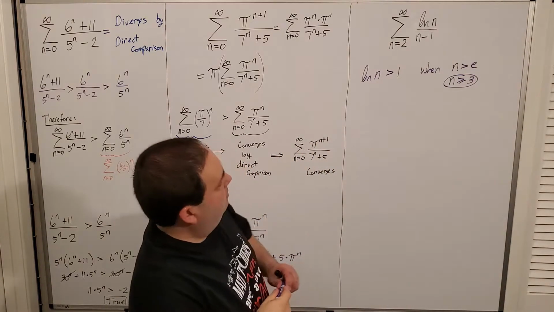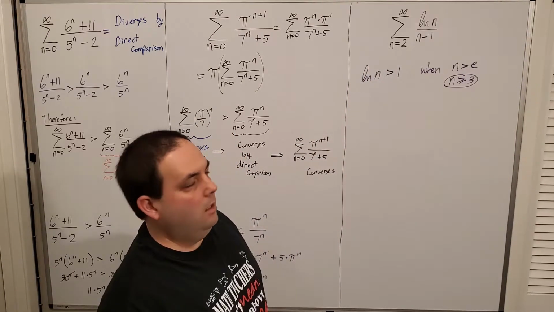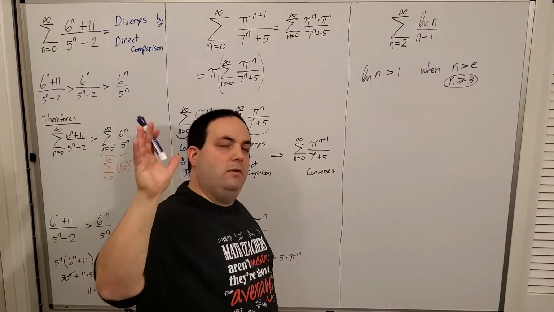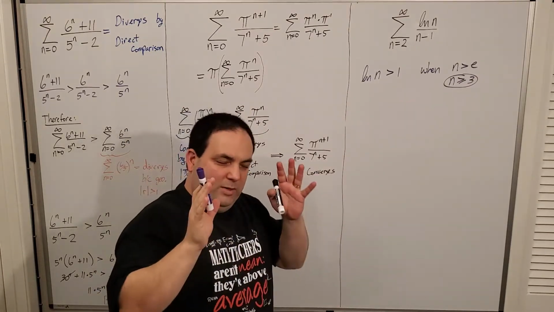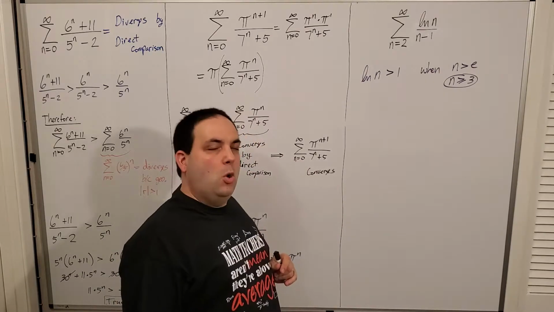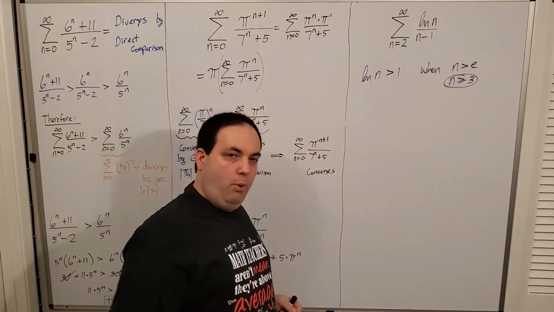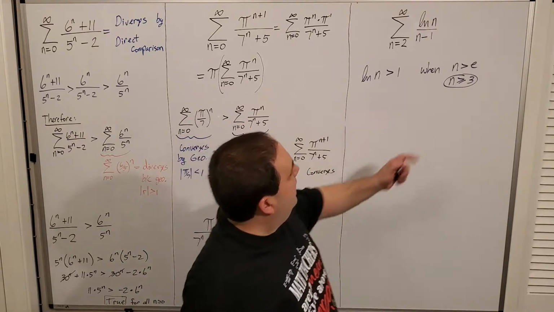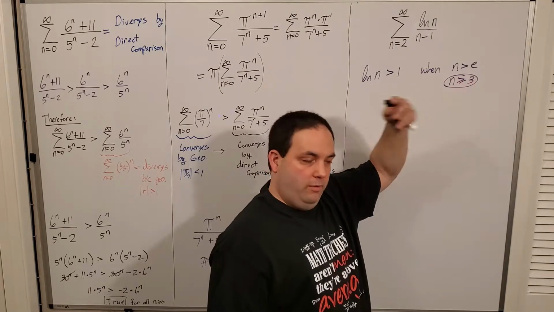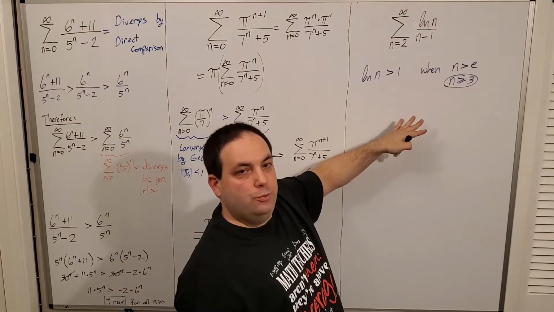But wait a minute. We're starting at n equals 2. That's a problem, right? I can't compare for every value of n. And you remember back at the very first scene, I said we had the words up there for every n. It was super strong language, but it's okay if you say for every n after some point. Okay? And that's what we're saying. For every n greater than or equal to 3, what I'm about to do will be true.